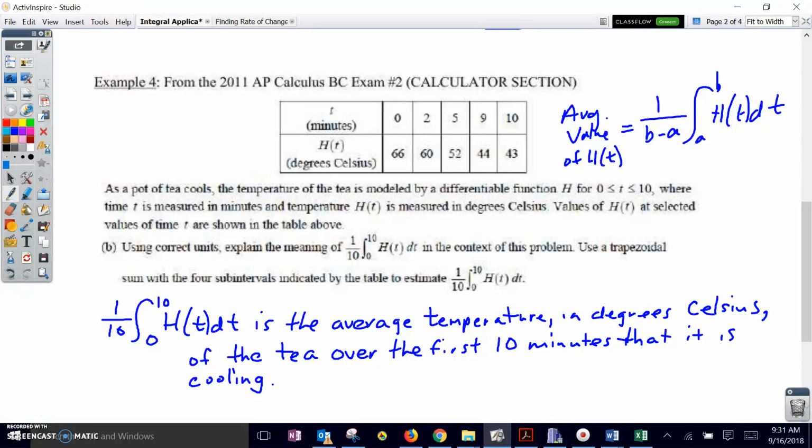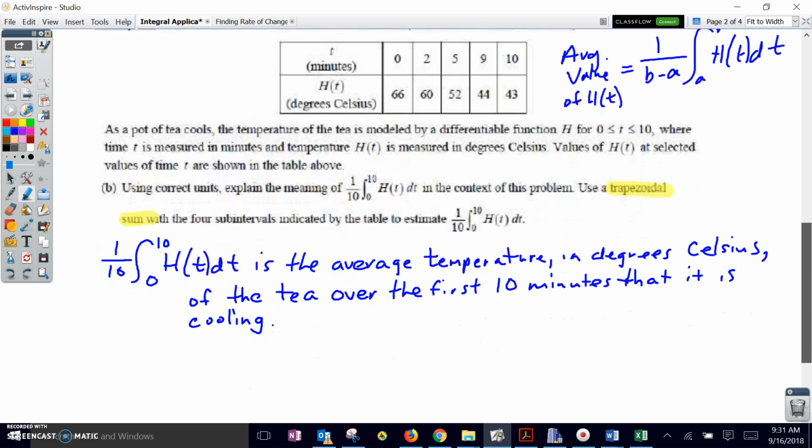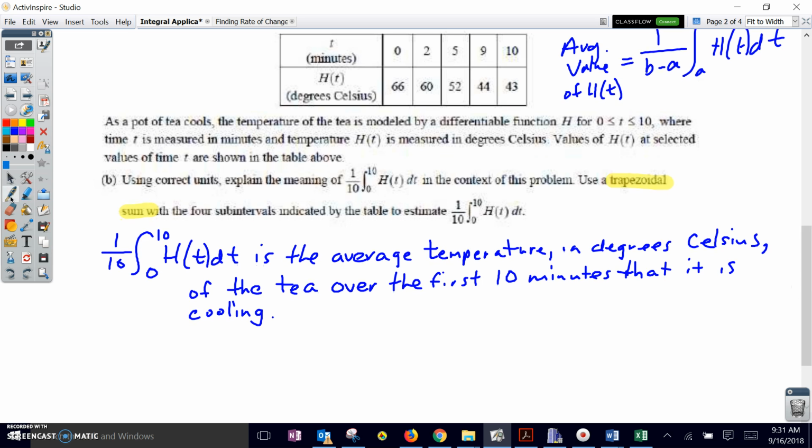The last thing they want us to do here is use a trapezoidal sum with the 4 subintervals indicated by the table to estimate that value. And so I'm going to go ahead and do that. We'll use a trapezoidal sum. So we're going to have 1/10 of the integral from 0 to 10 of h of t dt equals 1/10 times a trapezoidal sum. And to find the trapezoidal sum, we're going to use the width of each of the subintervals and then the average of its heights. So for the first one, we have a width of 2. The time ranges from 0 to 2, and the average of the heights.